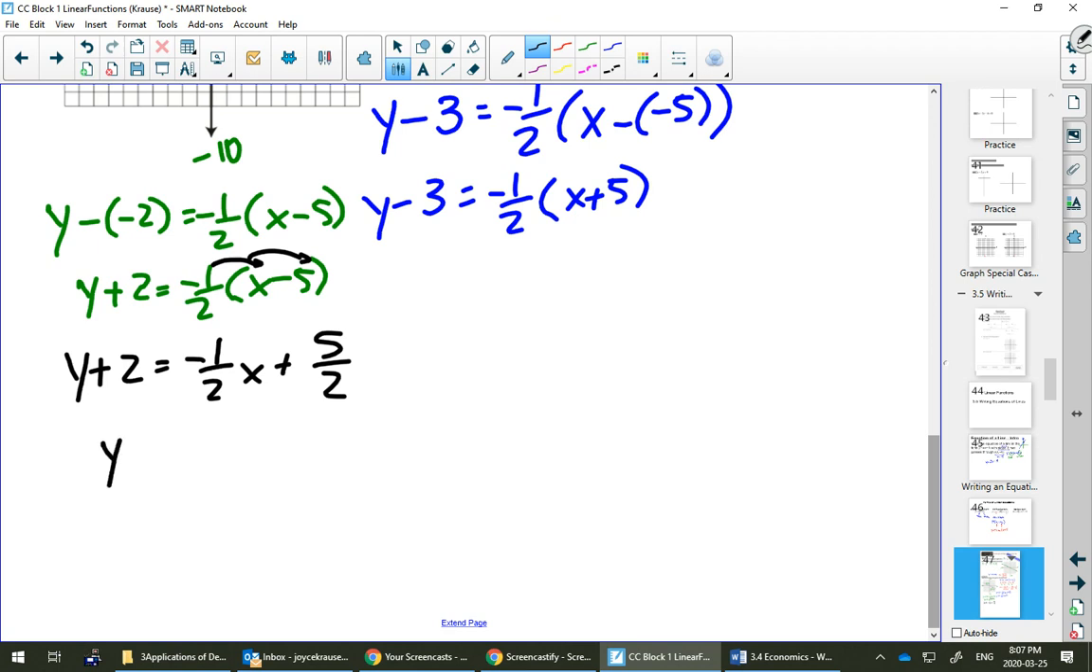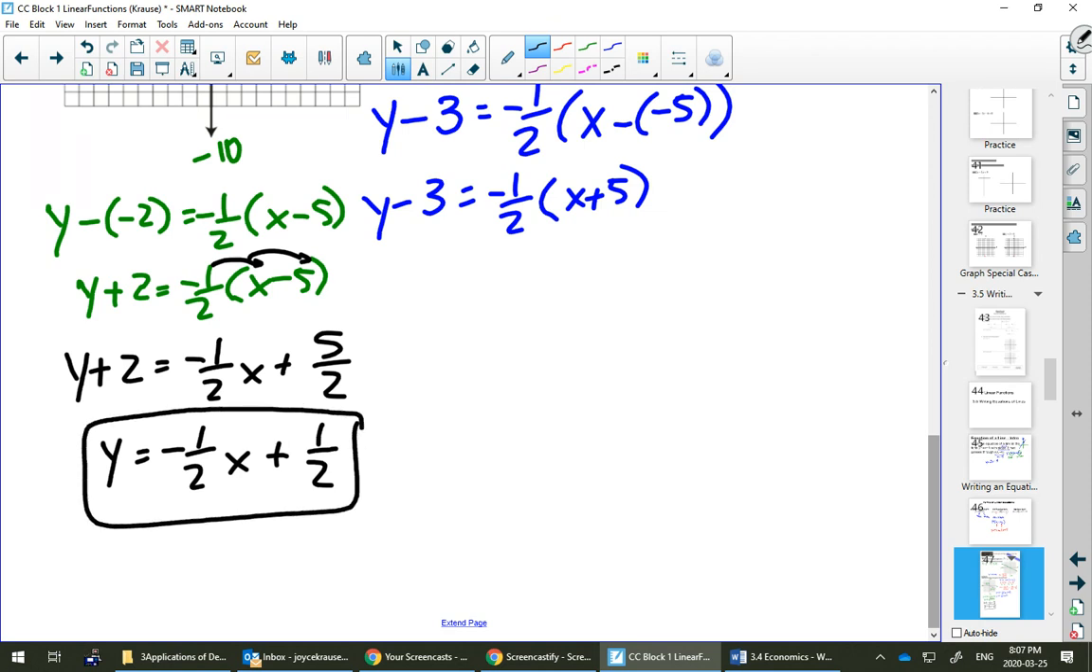And I'm going to subtract my 2, so I'm going to have negative 1/2 x. 5 over 2 minus 2 is 1/2, so positive 1/2. So this is the exact same equation written in slope-intercept form. So this one here is point slope, and this is y equals mx plus b, slope-intercept. Well, let's take a look at the other equation.